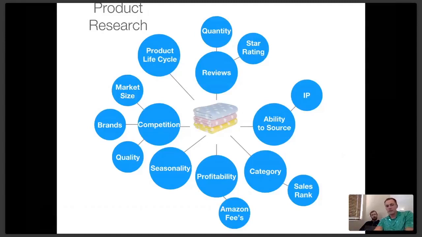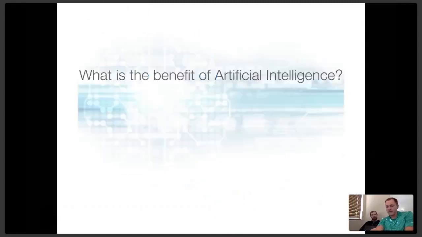And that's where this question came up: what's the benefit of artificial intelligence? Like I said in the beginning, Thane's the brains behind all this, so I want to give him an opportunity to chat a little bit about the benefits of artificial intelligence, how it can help us, and really, at a high level, what exactly artificial intelligence is and how it applies to me and you as sellers on Amazon.